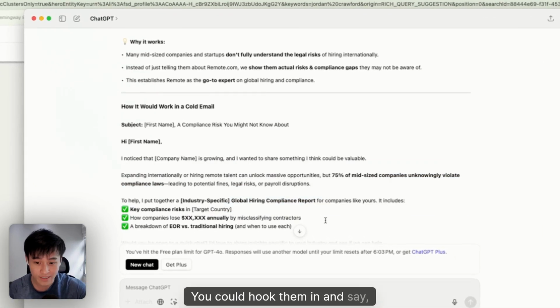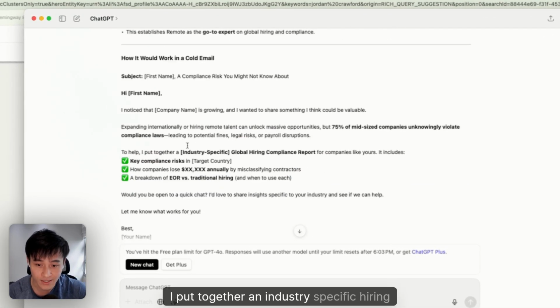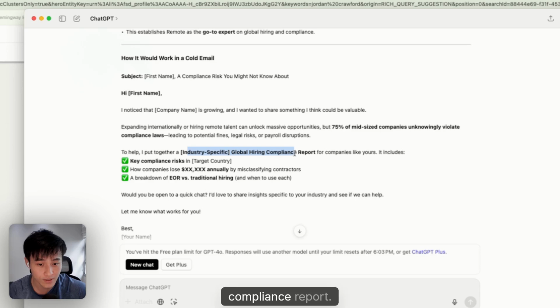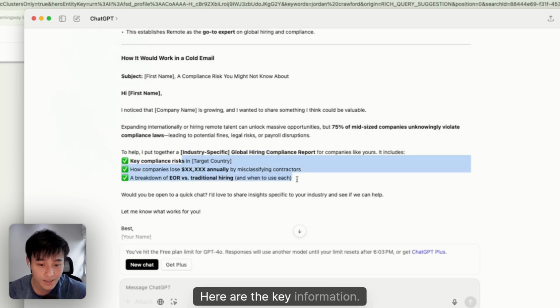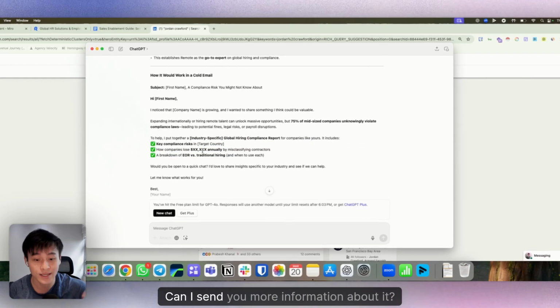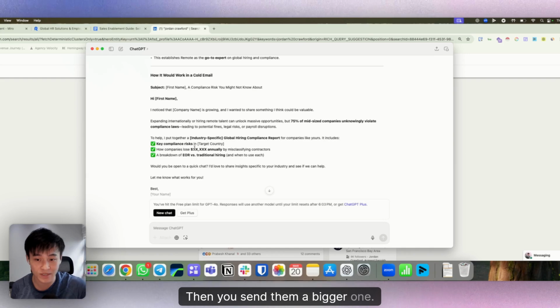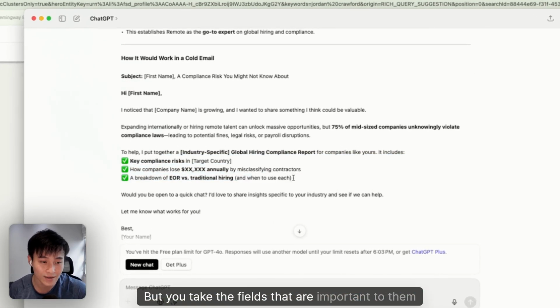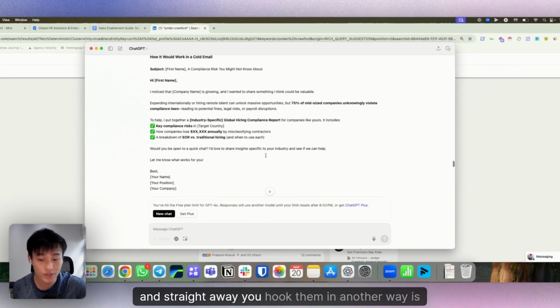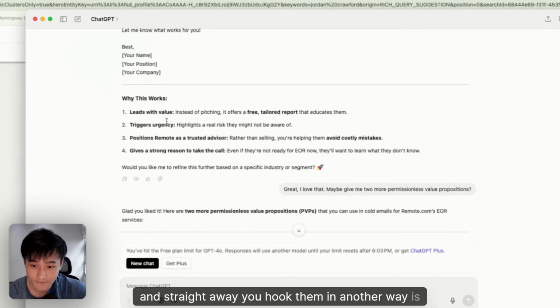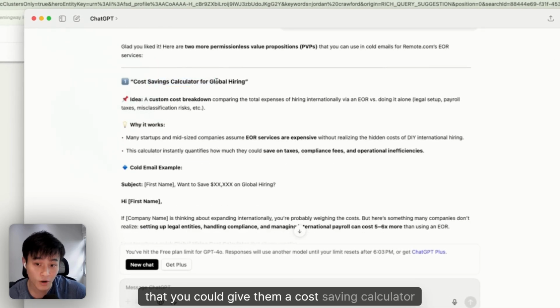You could hook them in and say, hey, I put together an industry-specific hiring compliance report. Here is the key information. Can I send you more information about it? Then you send them a bigger one, but you take the fields that are important to them and straight away you hook them in. Another way is that you could give them a cost saving calculator.